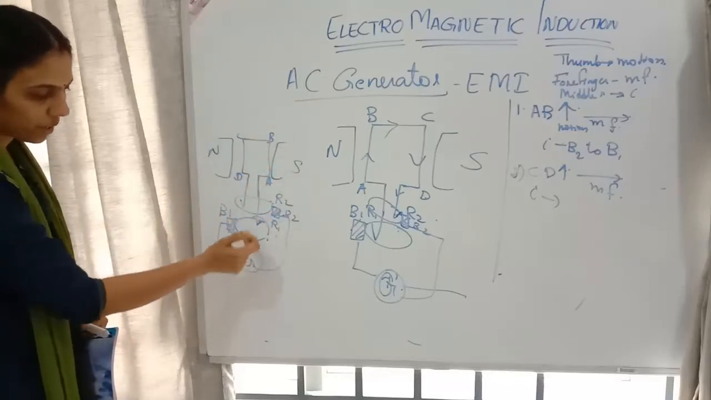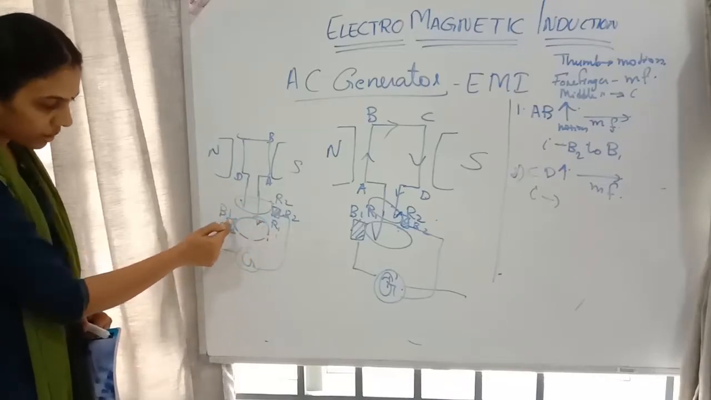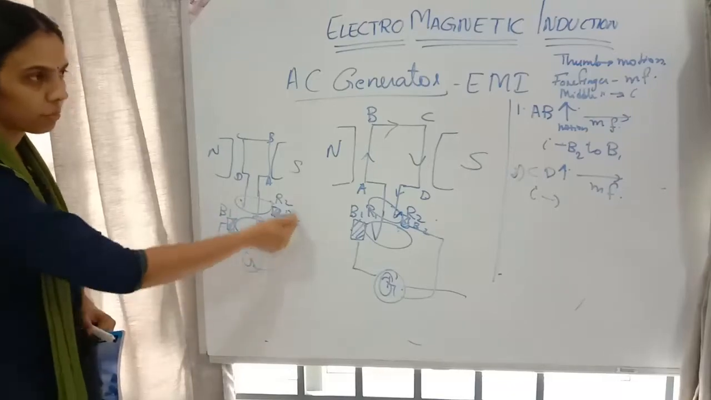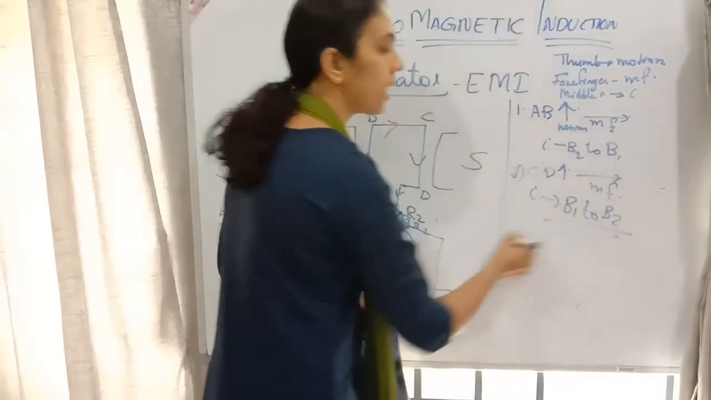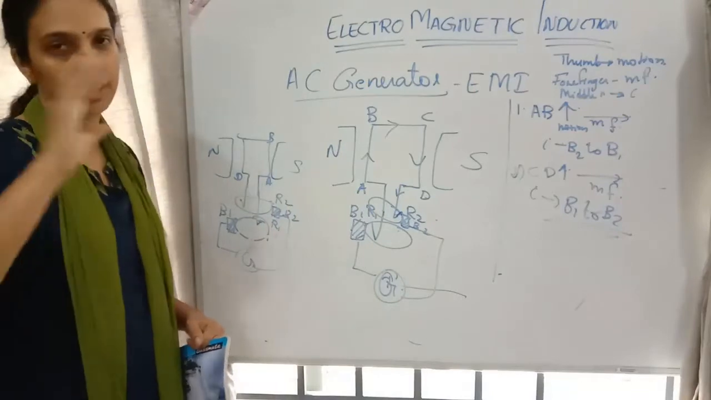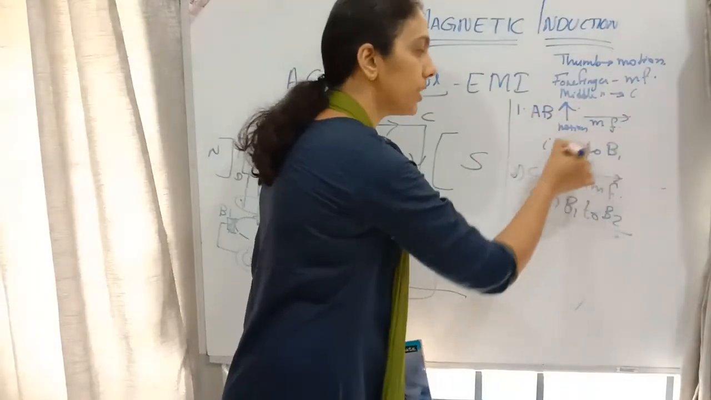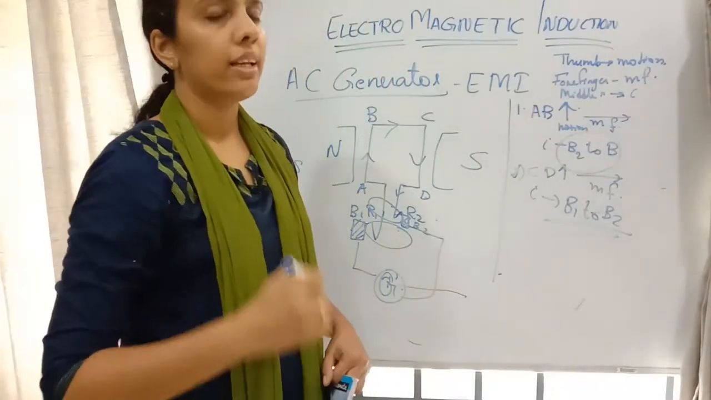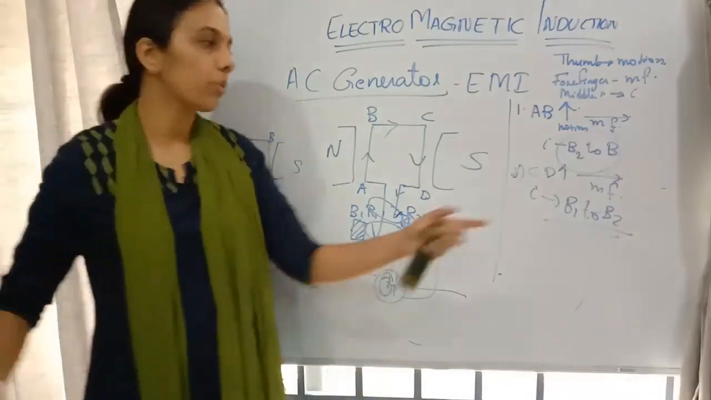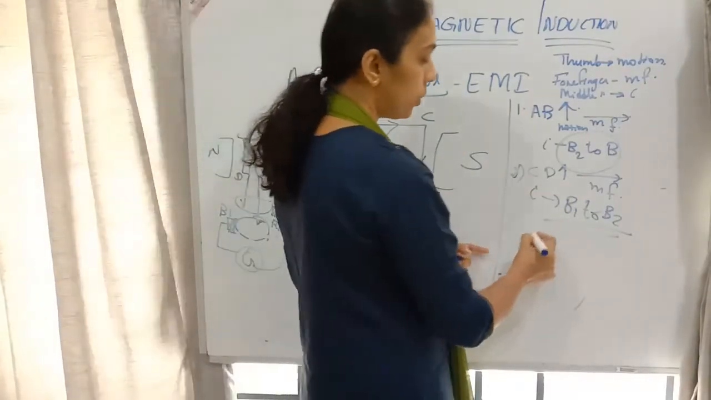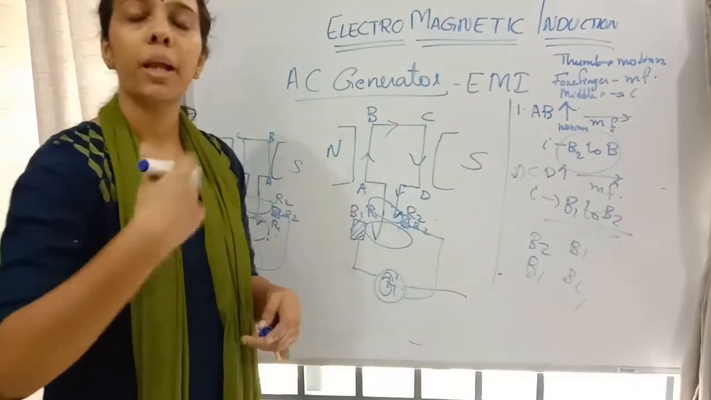Now the current will reach A, and A is in connection with R1, and R1 is in touch with B1. So the current will be moving from B1 to B2. The induced current will be moving from B1 to B2. So at the output we will be getting the current. In the first half rotation the current is from B2 to B1, then in the next half rotation it moves from B1 to B2. Then in the next half rotation it will again move from B2 to B1, again switching to B1 to B2. So like this it will happen repetitively.